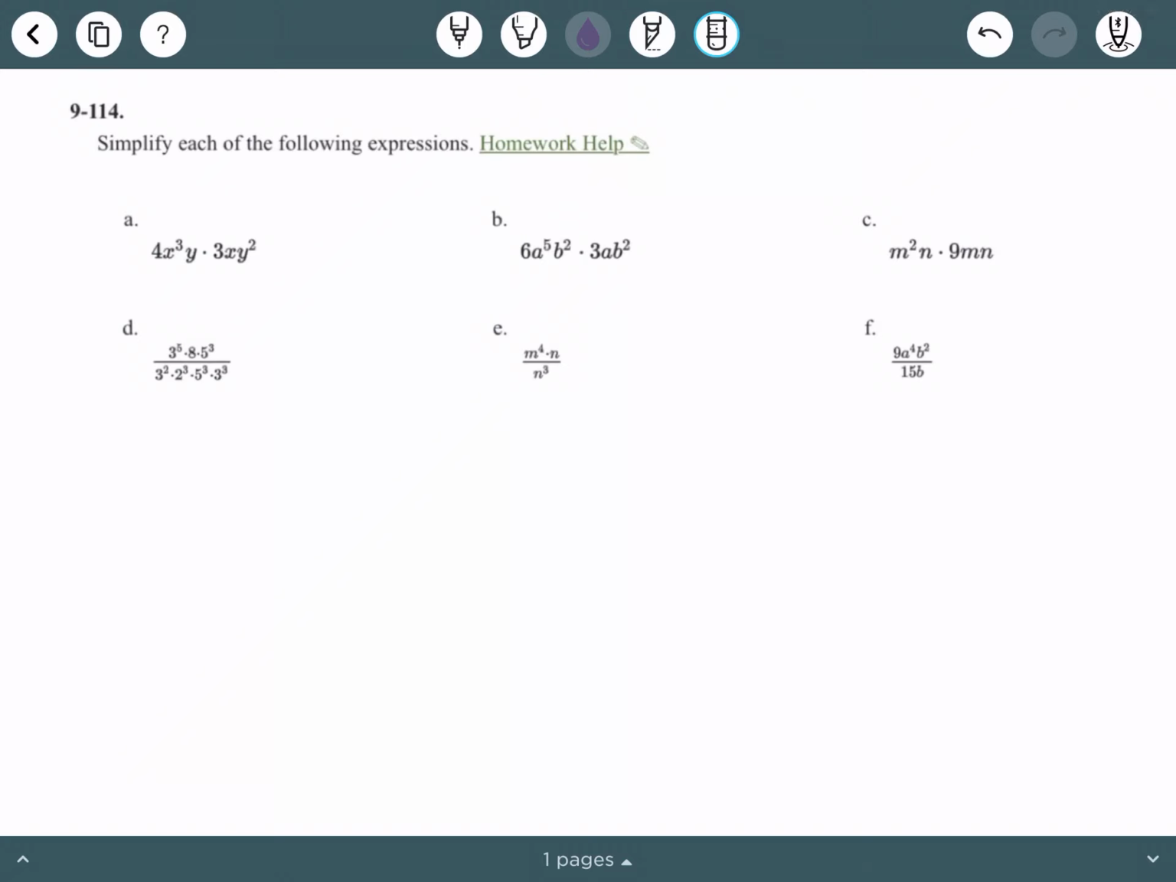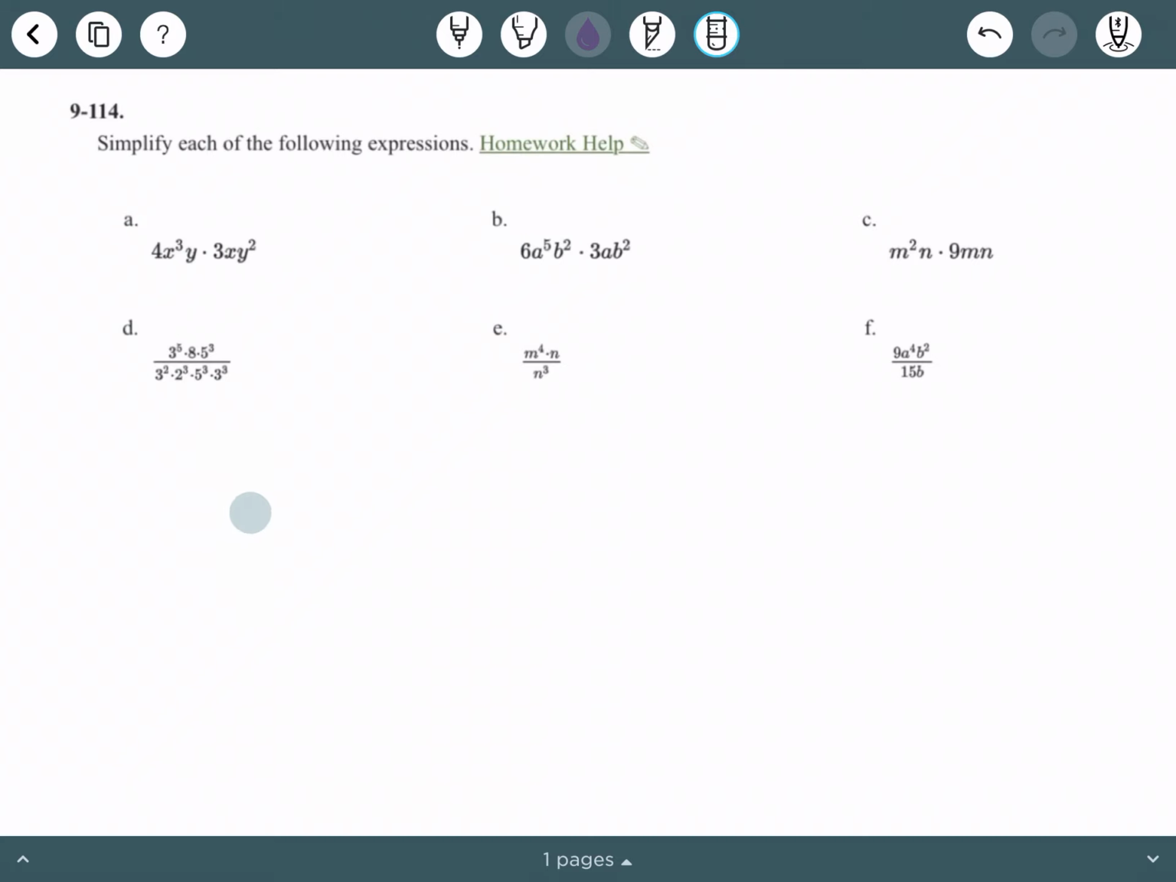Problem 914, this is going to be a great problem to pay close attention to because this is also the topic of our study island this week. So let's take a look at part A first.